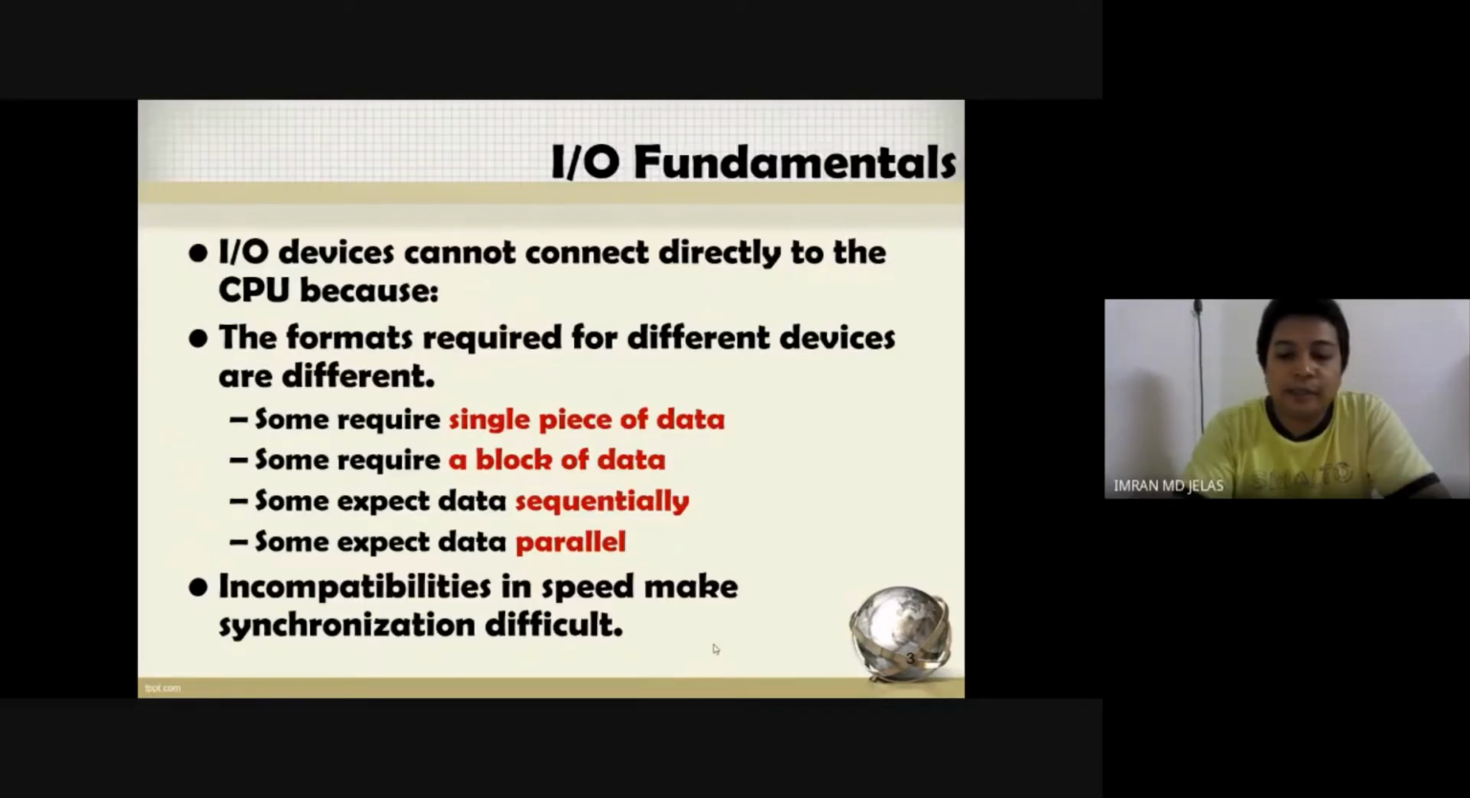So we have to know that our peripheral devices send or receive data at different rates. The keyboard sends one single piece of data at a time, but the monitor requires sequential data.